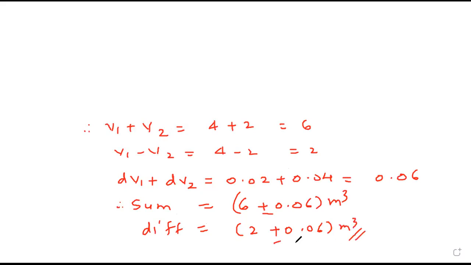This much you all have followed what I wrote. Sum and difference operation as it is, but while finding error, it should be always added. So actual value of sum is 6 with error limit 0.06. Difference is 2 with error limit 0.06. Copy.